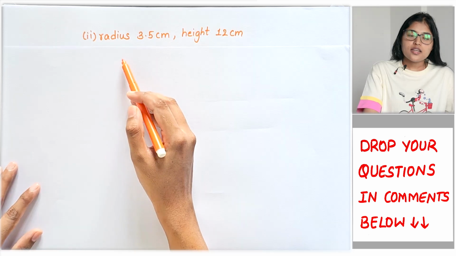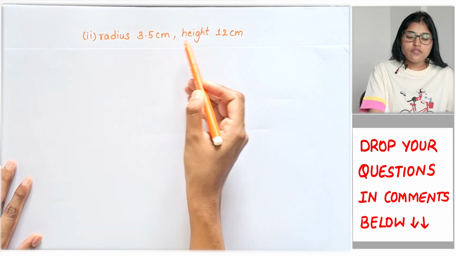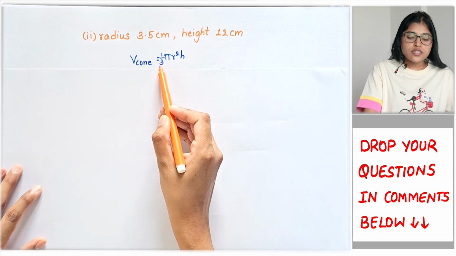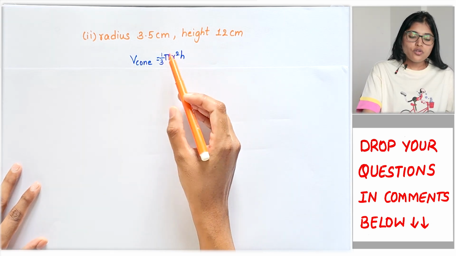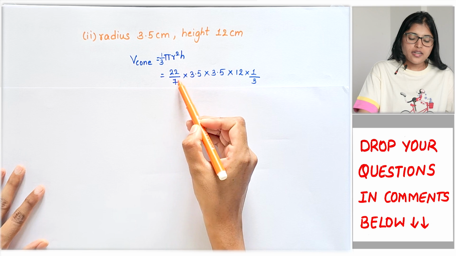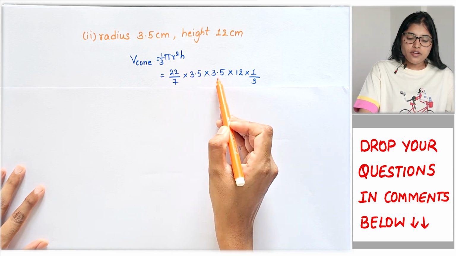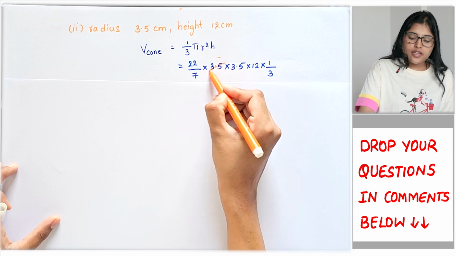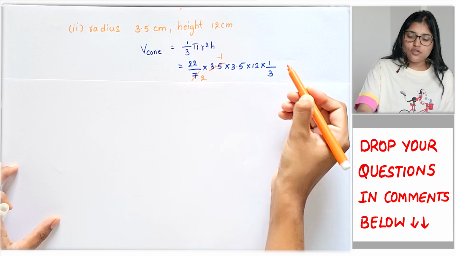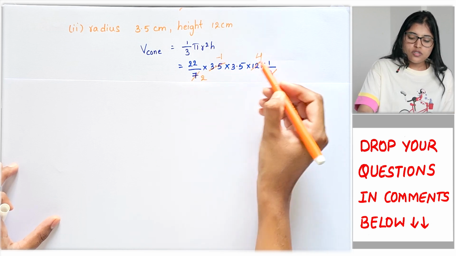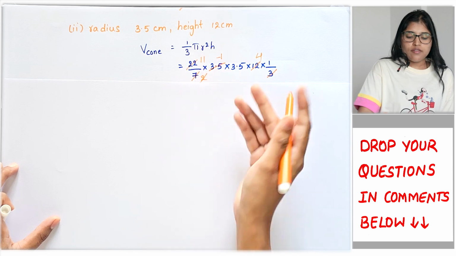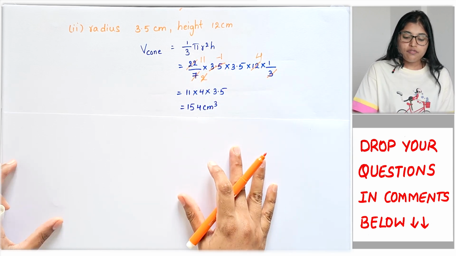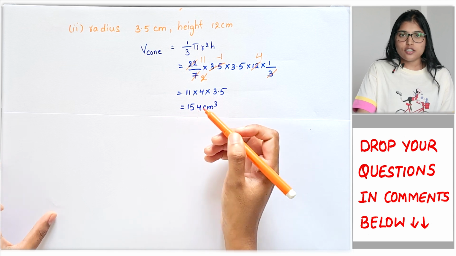centimeter cube, that is the volume of the cone. Second part in the first question: radius is 3.5 centimeters and height is 12 centimeters. Volume of the cone formula is 1/3 pi r square h. Now substituting the value of radius and height, I can write 22/7 into 3.5 into 3.5 into 12 into 1/3. Here I can simplify. 3 ones are 3, 3 fours are 12, and 2 ones are 2, 2 elevens are 22. Now I am left with 11 into 4 into 3.5, which is 154 centimeter cube.